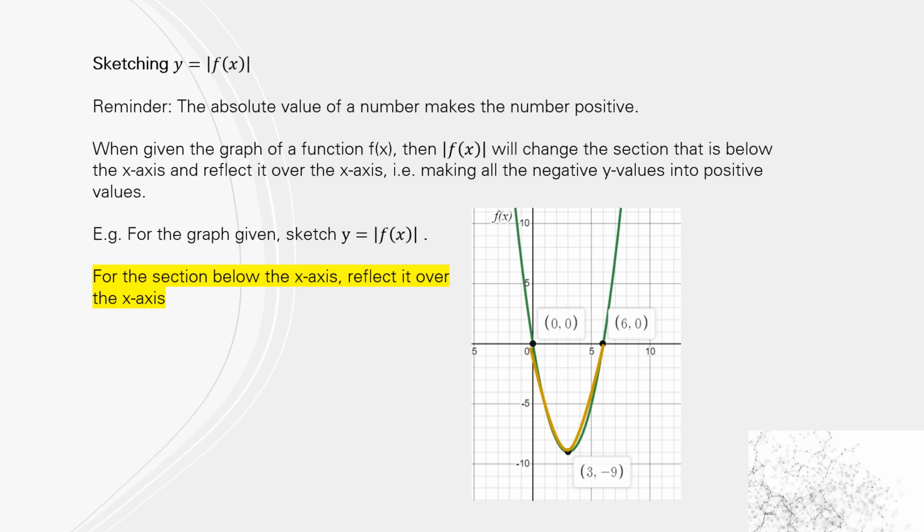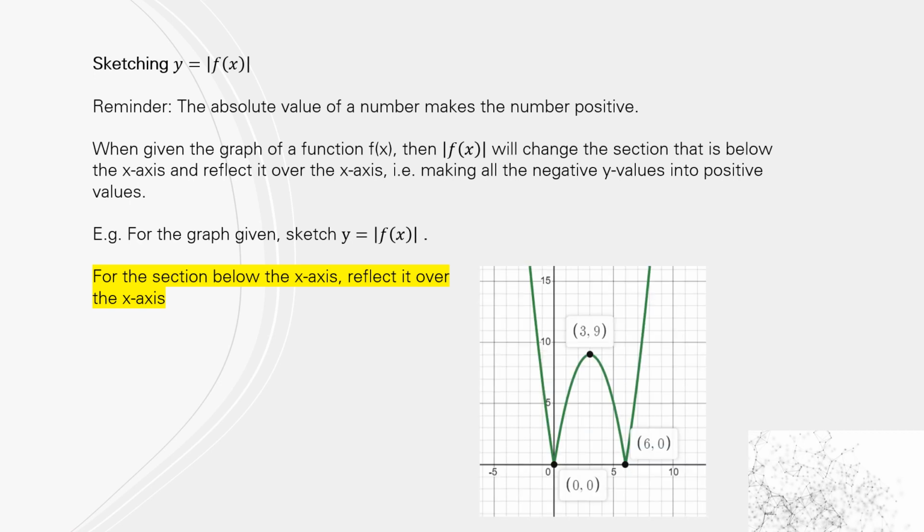The section that is below the x-axis gets reflected over the x-axis. I've shaded it there, between 0 and 5 is below, and because all the y values there are negative, it's going to be reflected over the x-axis. That's the graph we get. So that section that was below the x-axis is now reflected over the x-axis to give us the absolute value of the function.